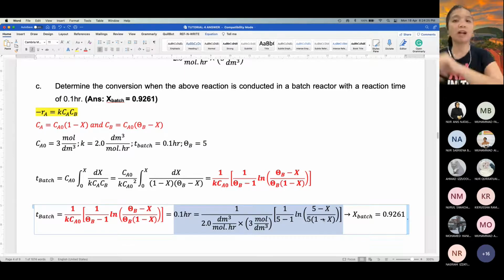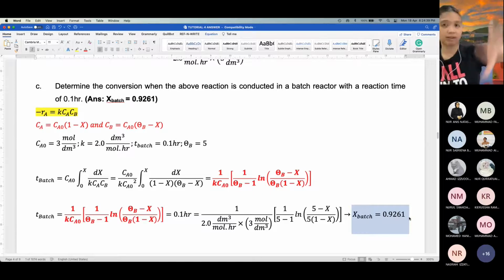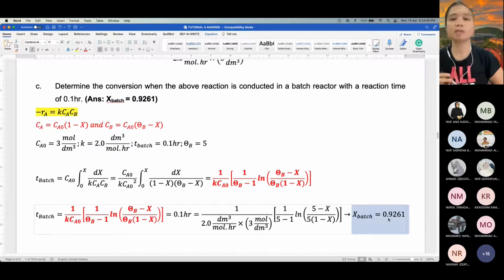You can see there is ln, there are brackets, sub brackets in order for you to find the X. But if you solve correctly, you will get the conversion as 0.9261. It means that when you have a batch reactor with a reaction time of 0.1 hour, the conversion that you will achieve is 92.61%. Okay, so I'm done for question number 1.